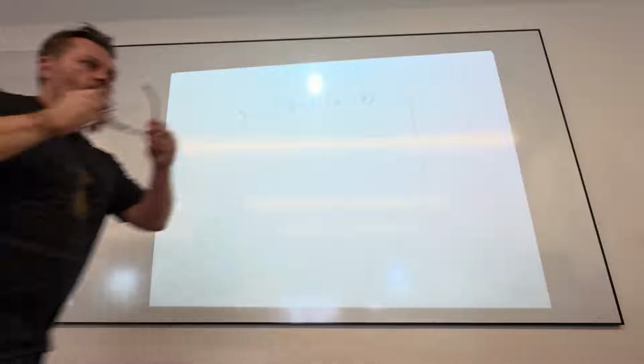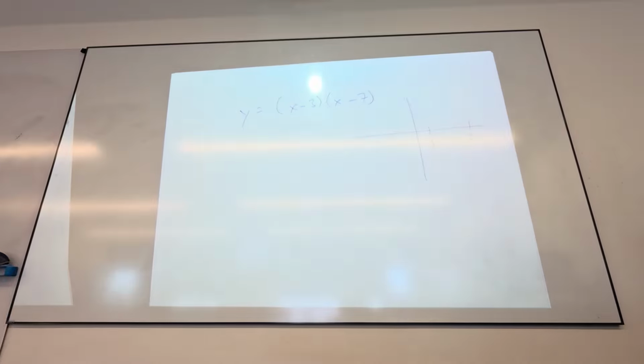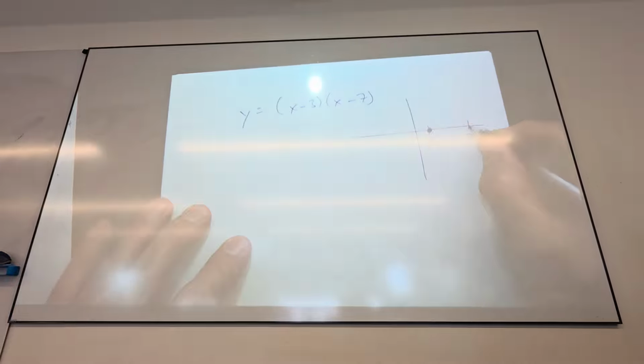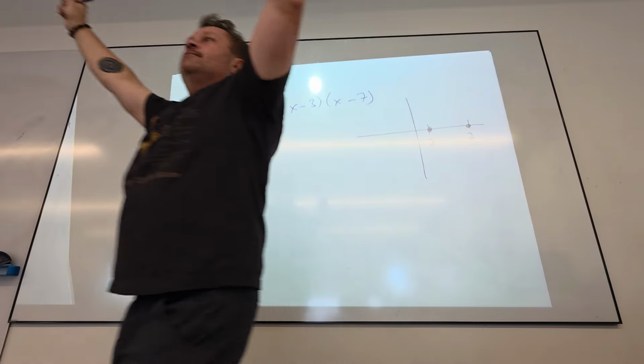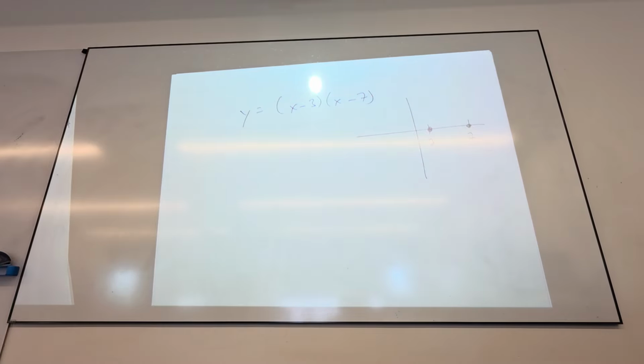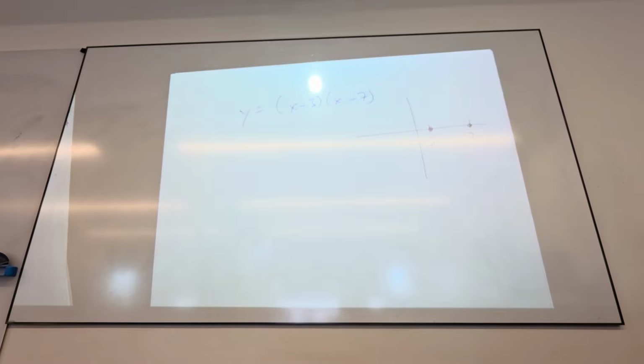I know this function goes through this point and this point. Is everybody cool with that? I know it goes through those 2 points, yes? And since parabolas are symmetric, if I know there's 2 points across from each other, the vertex has to be right in the middle. It has to be somewhere on that line in the middle. So the x value of the vertex is 5. Is everybody with me?